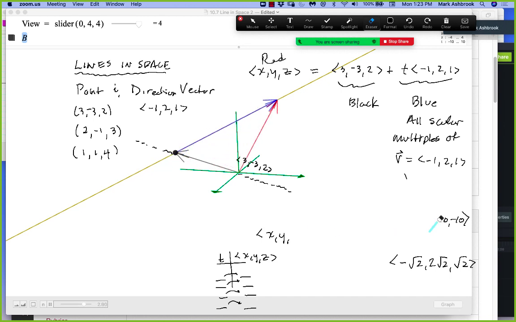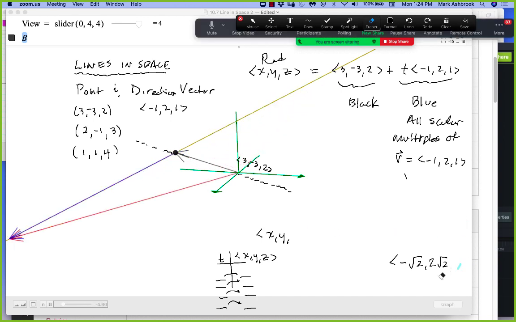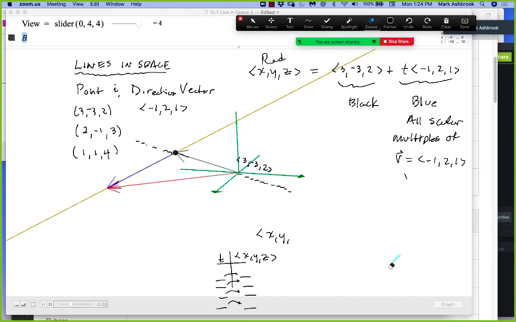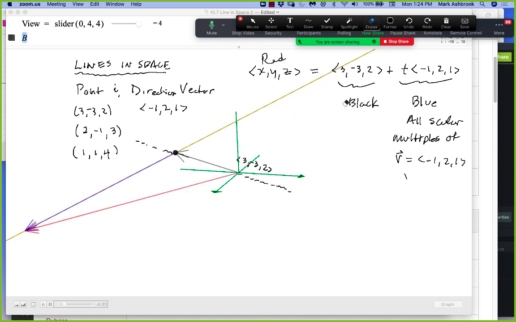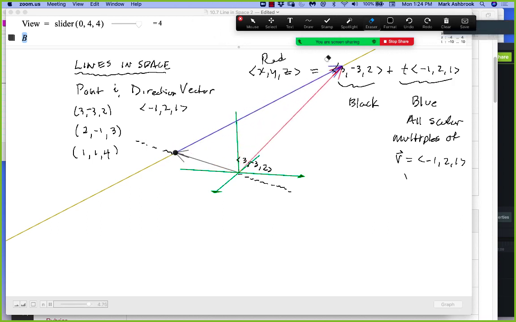That's a really big takeaway here. Given a line in space, there's an infinite number of ways to write that line, because there are an infinite number of points you could choose and an infinite number of scalings of the direction vector that you could choose. Big takeaway. All right, so let's do the math.